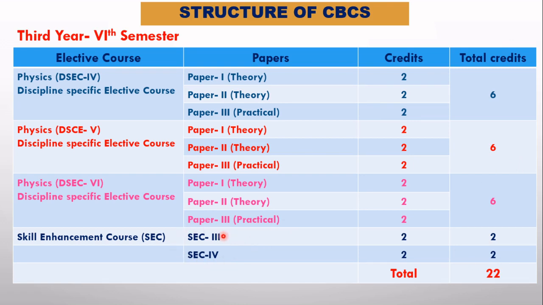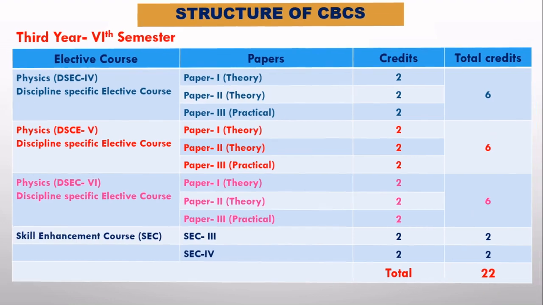So these 2 courses are other than the ones students selected in the first semester of third year. So here skill enhancement course third and skill enhancement course fourth. So here all marks it becomes 22. So in this way, this is the structure of CBCS for first year to third year.